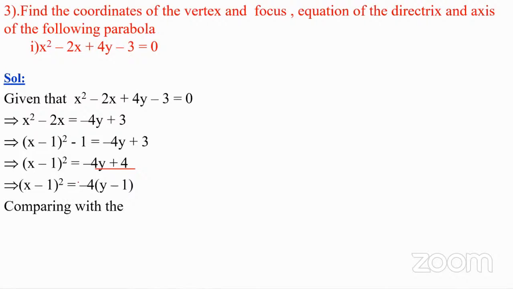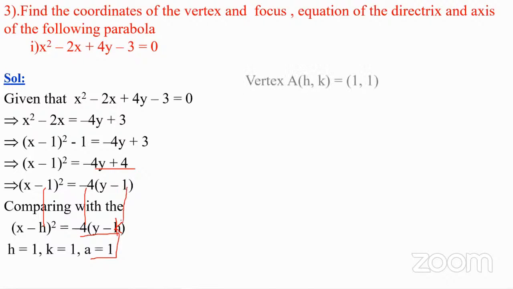Then compare with (x minus h) whole square equal to minus 4a of (y minus k). Sorry, this is k, a typing mistake. So (x minus h) whole square equal to minus 4a of (y minus k). Comparing, h is 1, and 4a equal to 4, so a equal to 1, and the k value is also 1.